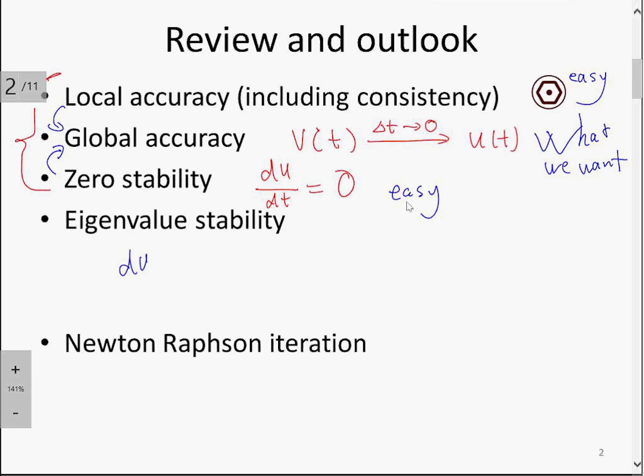In the simplest case, eigenvalue stability looks at whether you are able to solve this equation. So you can see zero stability is like a special case of eigenvalue stability where lambda is equal to 0. If a scheme is eigenvalue stable for lambda equal to 0, then it is zero stable. But a scheme being zero stable doesn't mean it is always eigenvalue stable for all differential equations like that. Okay, so let's start discussing eigenvalue stability. And at the end of the lecture, I'm also going to start talking about implicit schemes and the Newton-Raphson iteration.